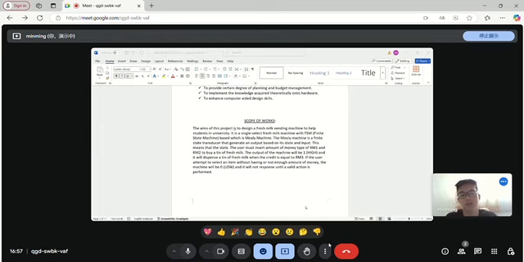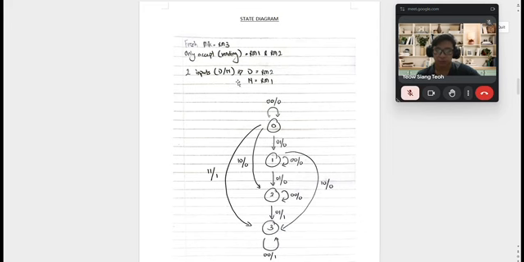Thank you, teacher. The state diagram for the fresh milk vending machine. To obtain the fresh milk, we need a total of RM3. This vending machine will only accept RM1 and RM2. There are two inputs for this vending machine, which are D and N, D representing RM2 and N representing RM1.